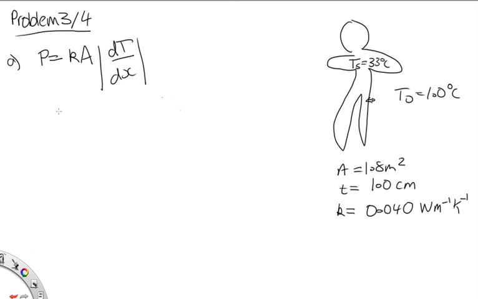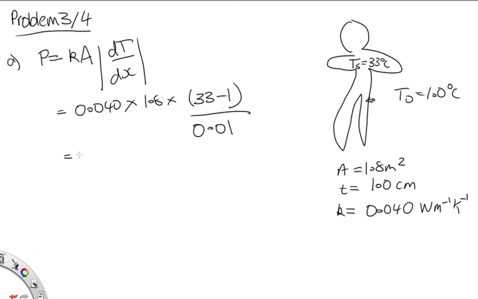Now all we need to do is substitute in the values. So we're told K is equal to 0.040. The A in meters squared is 1.8. The temperature gradient is 33 degrees on the inside and 1 degree on the outside, so we want a positive value, so 33 minus 1. And the thickness of the clothes, or the barrier, is 1 centimeter. We need that in meters as this is in meters squared and this is per meter. So we put 0.01. Entering that into the calculator, we get 230.4 watts. We should give it to two significant figures, so that's 230 watts.